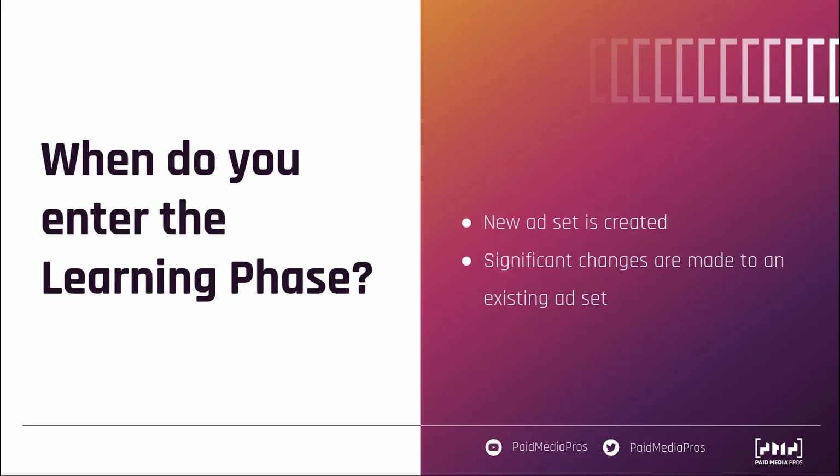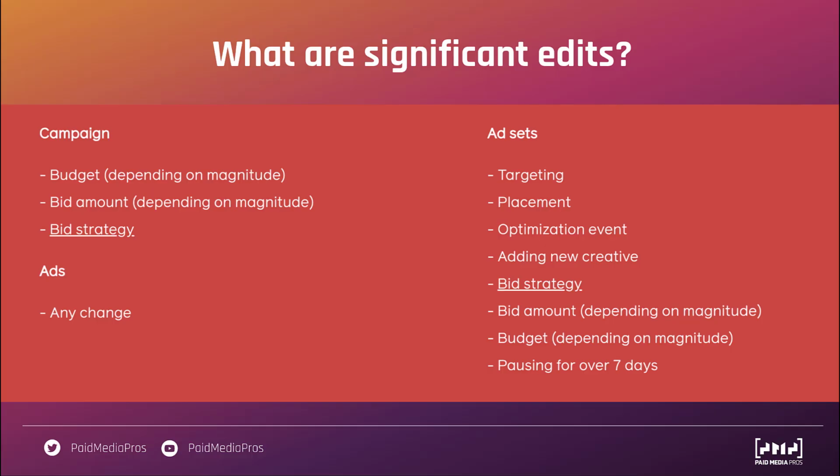So when do we actually enter this stage? As I already mentioned in the intro, that happens when a new campaign, ad set, or ads are created, as well as when a number of different significant changes are made to an existing ad set, ad, or campaign. Now, the phrase significant change is a very fuzzy statement, but luckily Facebook has given us a list of changes that are considered significant. At the campaign level, if you make a budget or a bid amount change, depending on the magnitude, you could end up back in the learning phase for that campaign.